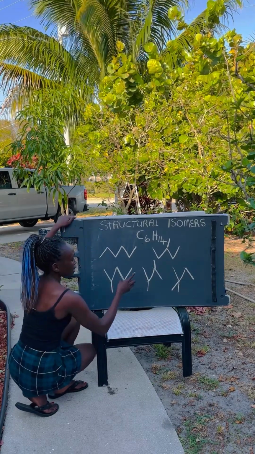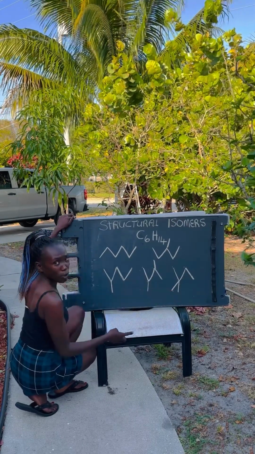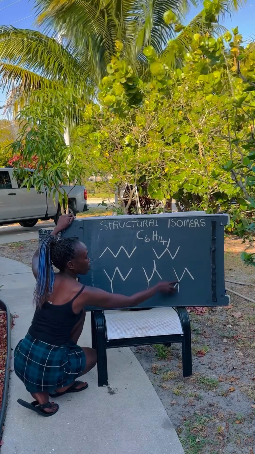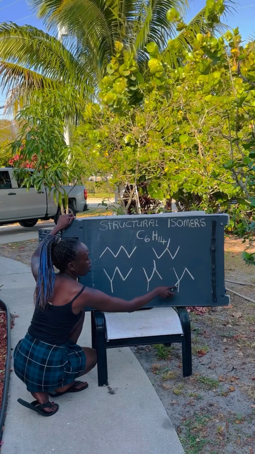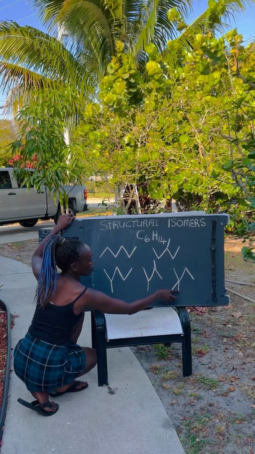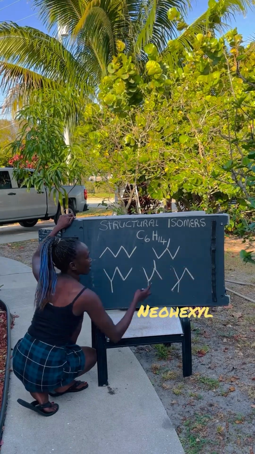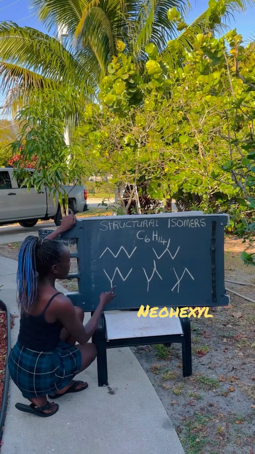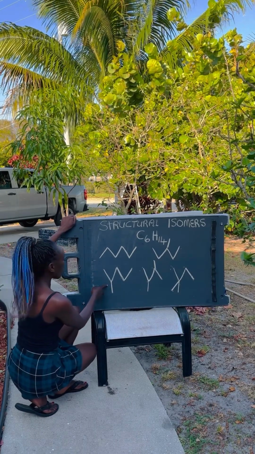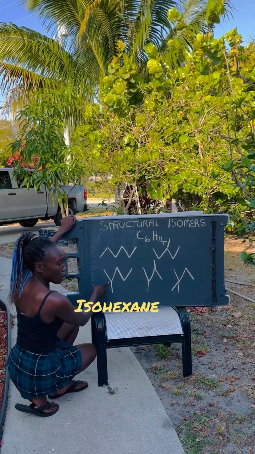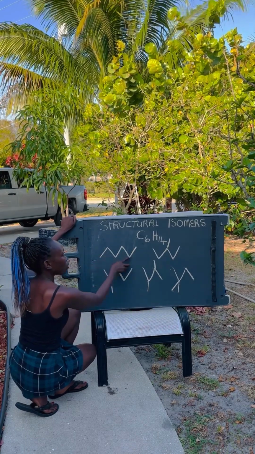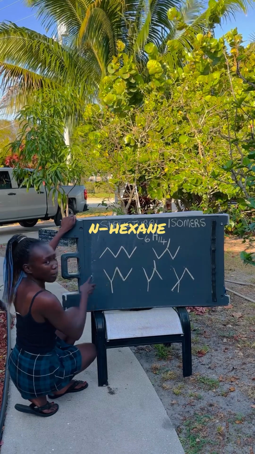Also recognize that this is your neo form, because from your number 2 carbon, we have a continuous carbon chain. So you would call this neohexane. This would be your iso, and we call it isohexane because you have a methyl group on your number 2 carbon. And this will be your n group: we have a continuous unbranched carbon chain.